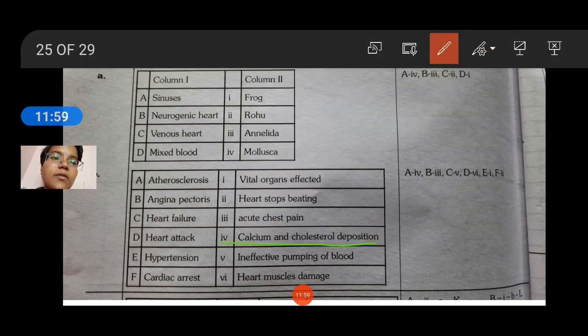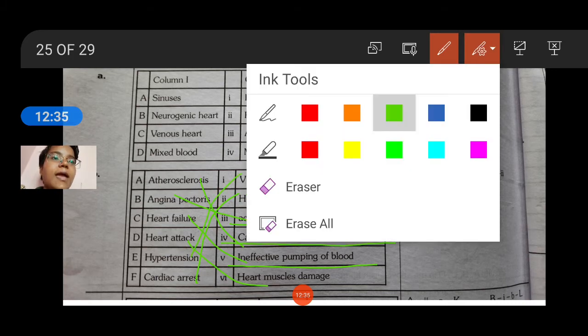Atherosclerosis is calcium and cholesterol deposition. Angina pectoris is acute chest pain. Heart failure is ineffective pumping of blood. When a sudden attack occurs, it's called cardiac arrest, and when a heart attack occurs, the heart muscle gets damaged. Cardiac arrest means the heart stops beating. Hypertension means vital organs are affected.